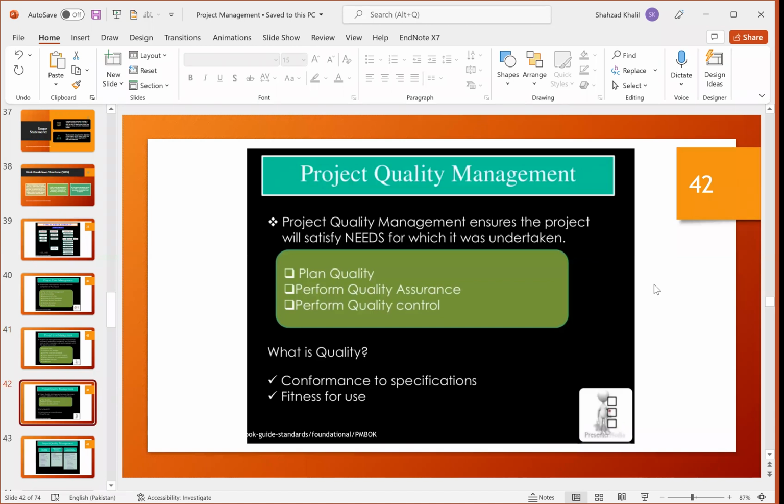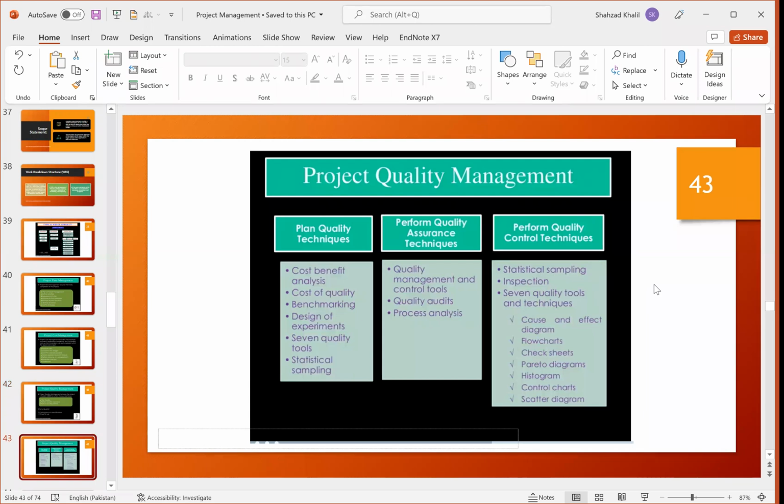Then the project quality management. Project quality management ensures the project satisfies the needs for which it was undertaken. It includes plan quality, perform quality assurance, and perform quality control. So what is quality? It is the conformance to specification and fitness for use.